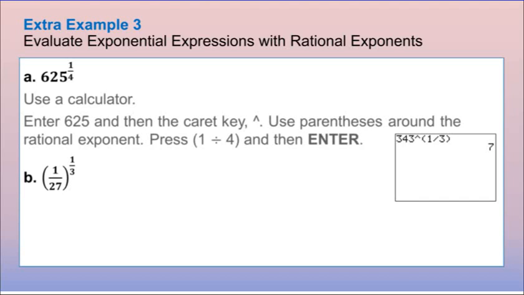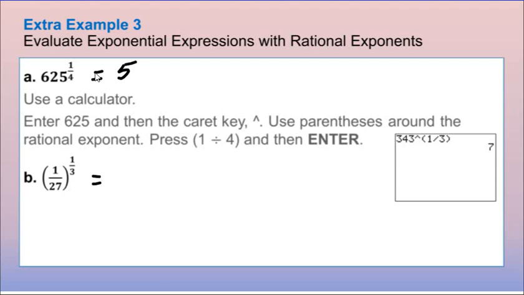A couple other ones using calculator. I showed you earlier on the calculator, but if you need another refresher on it, use a calculator. 625 raised to the 1/4 power. We did this one earlier. We said that this one was 5. You'd enter 625, the caret symbol, raised to the 1 divided by 4 in parentheses and hit enter, and you get 5.